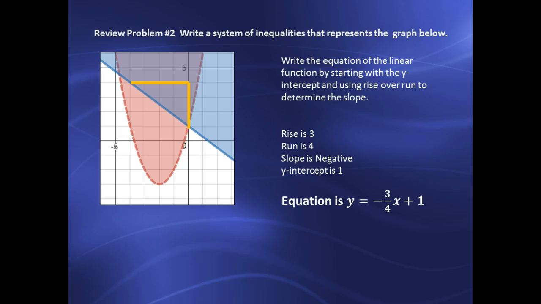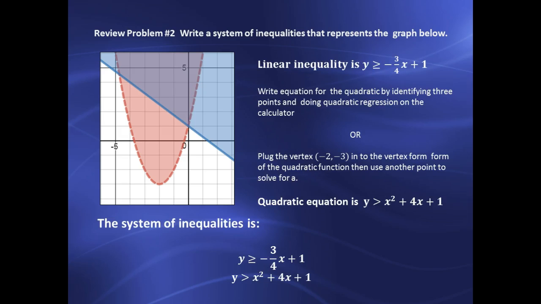The slope is 3 over 4 then, but you'll notice that that slope is negative. And then you are going to note that the y-intercept is 1. So your equation is y is equal to negative 3 over 4x plus 1. Next, you're going to write the equation for your quadratic inequality.